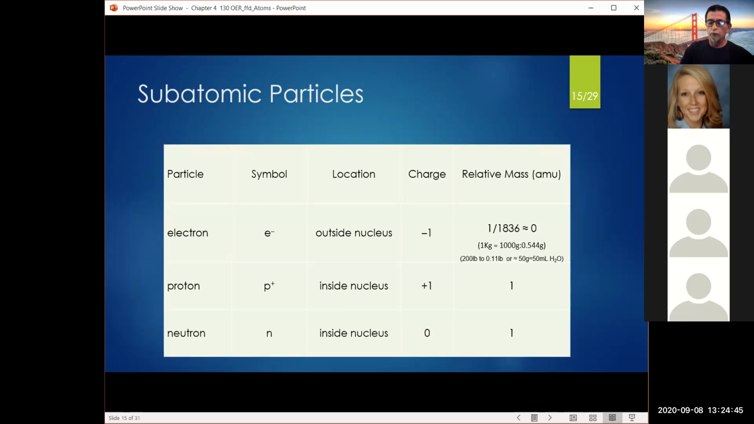Okay, so with respect to what are called subatomic particles, just the three of them, the electron, the proton, and the neutron, they each have their symbol. The e with a superscript negative is the symbol for the electron, and it exists outside the nucleus. The proton has a lowercase p with a superscript positive because it has a positive charge, and it is part of the nucleus. And then the neutron has no charge, and it also exists in the nucleus, okay? It has a relative charge of zero, no charge.